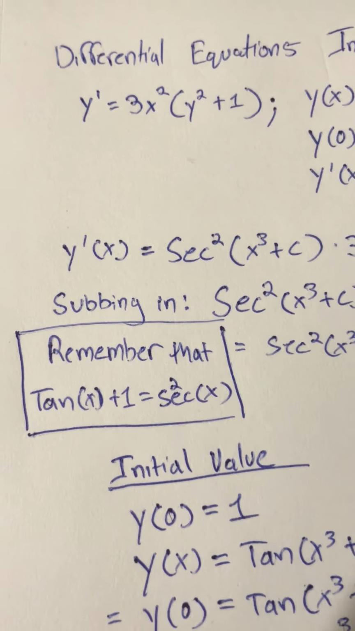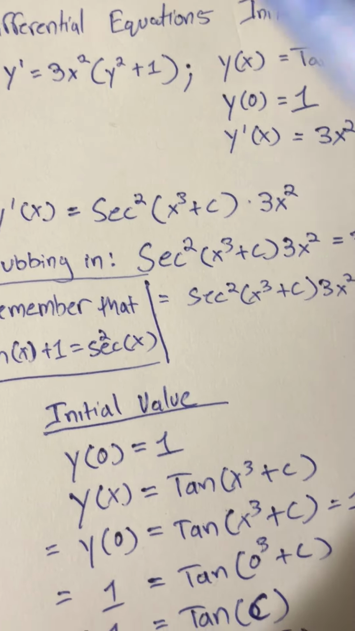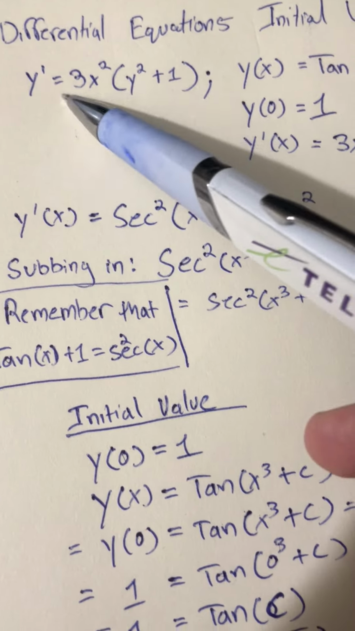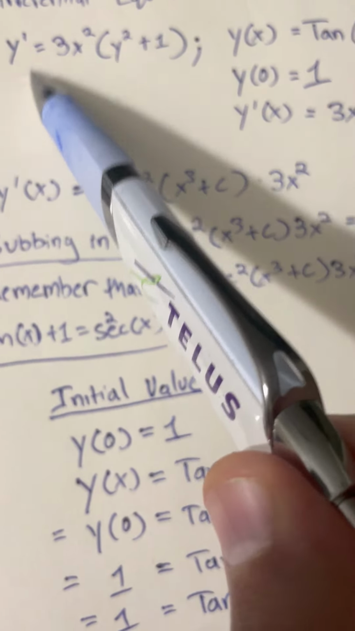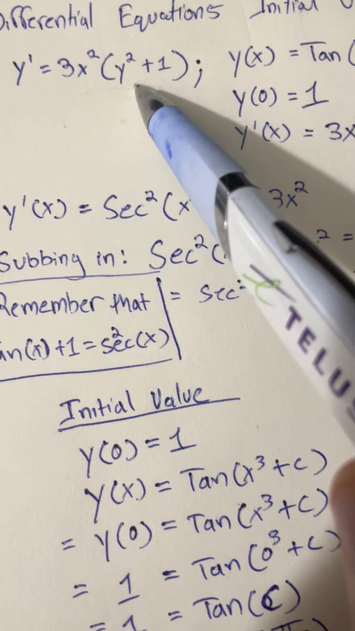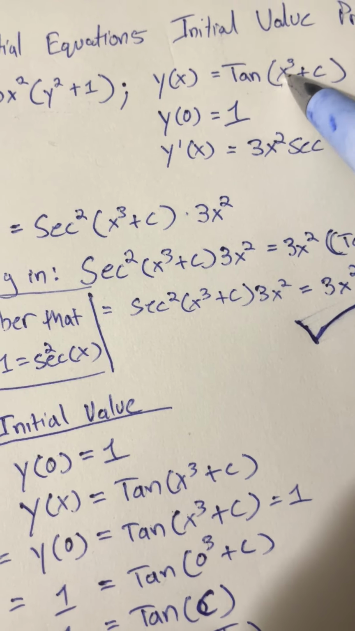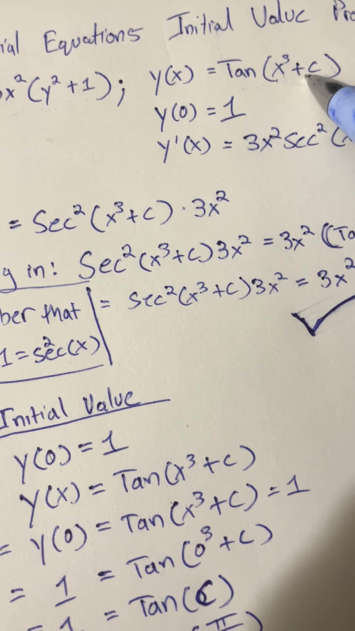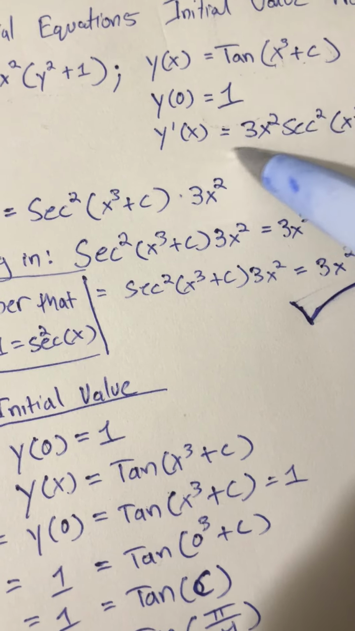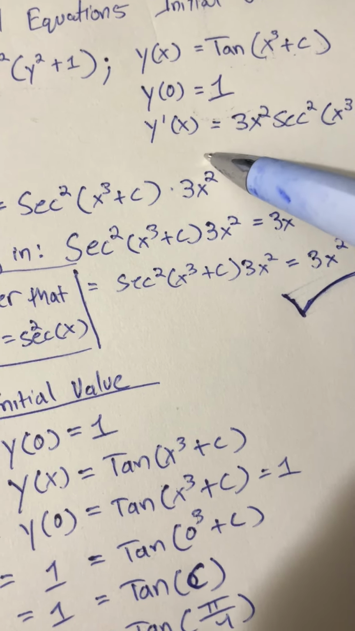So in today's video, I'm going to be doing the differential equations and the initial value problem for them. So the equation that we're given is the derivative is equal to this equation right here. And the initial equation we have is tan of x to the power of 3 plus c. And these are our conditions to check and to find out what c is.